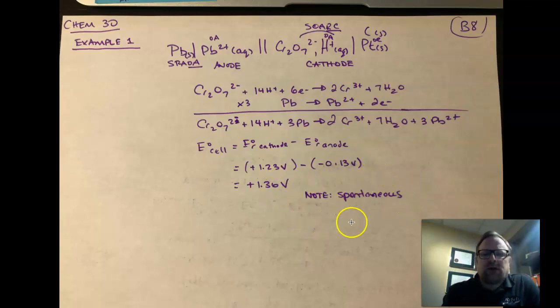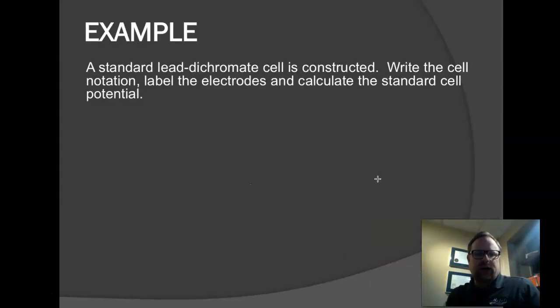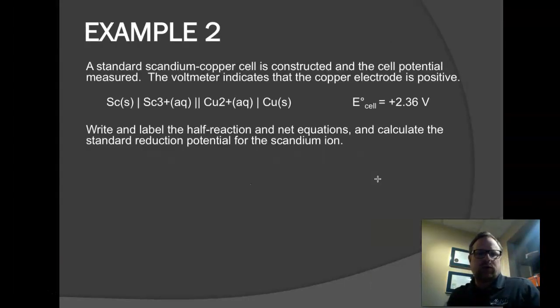I wanted to make this note here, that this is a spontaneous reaction because it is a positive cell potential. We could also then conclude that because it's a positive cell potential, it is a voltaic cell as well. So when we hook this up, it would start to result in a flow of electrons from the anode to the cathode. So I hope that example makes sense. If you need to pause right now and go back and have another look at it, that's totally cool. What I'm going to do is jump back to the PowerPoint, and we'll go on to example 2.